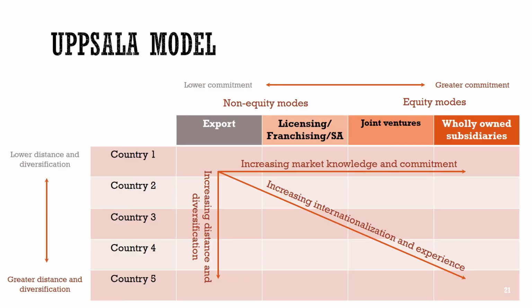In this table, we observe different entry modes from a lower investment to a greater investment. Countries are written in the first column, closer countries first, distant countries later. In general, we expect to observe the trend in the internationalization process as indicated by the arrows. With time, companies increase market knowledge and commitment or investment, and increase also distance and diversification. Usually, companies start internationalizing to countries that are close, and then enter countries that are more distant.